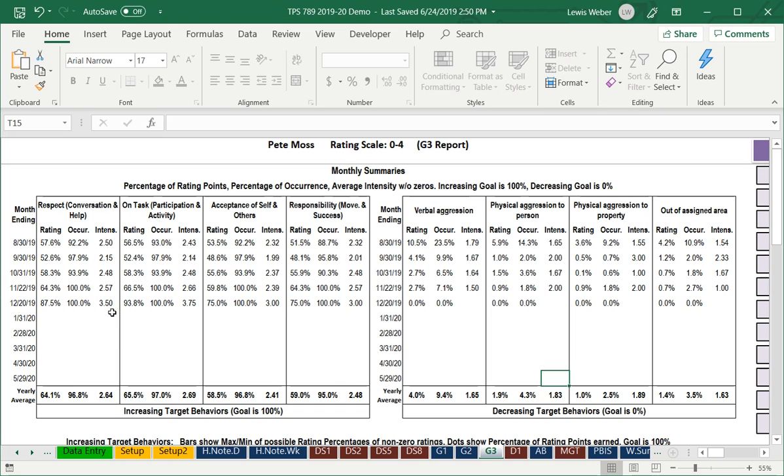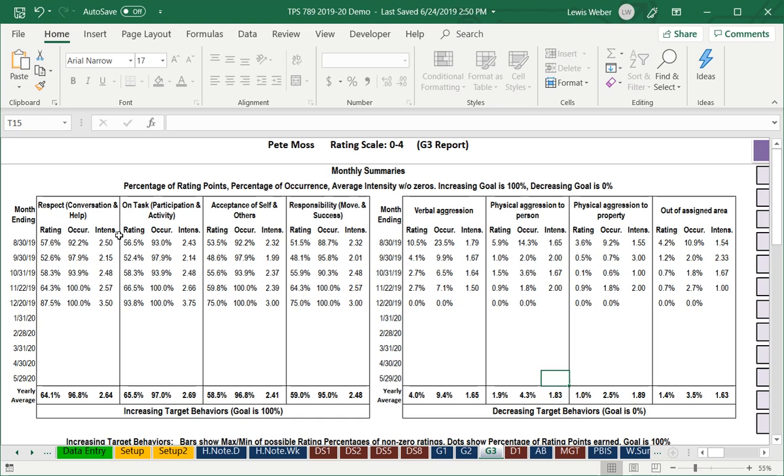What I mean by that, if the student isn't doing the behavior, we don't want to include that zero rating in our measure of intensity because it's going to decrease the measure average and it will obscure the true intensity. That is to say, when the student exhibited the behavior, how intense was the rating, or what was the average when the student did exhibit the behavior.